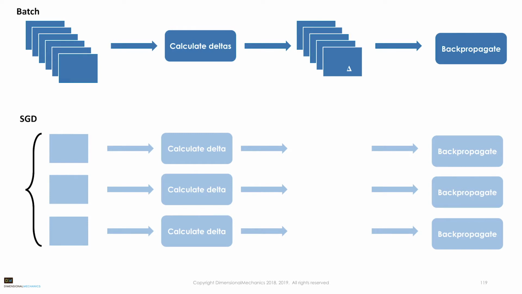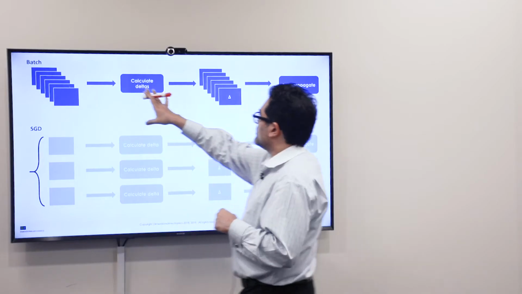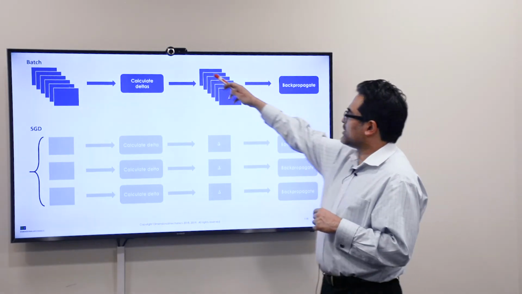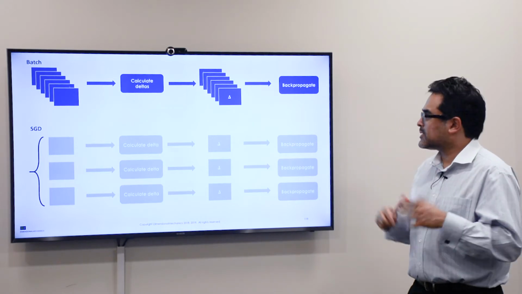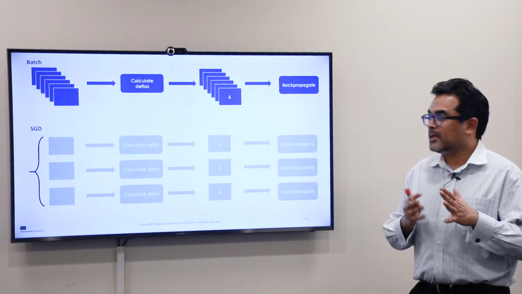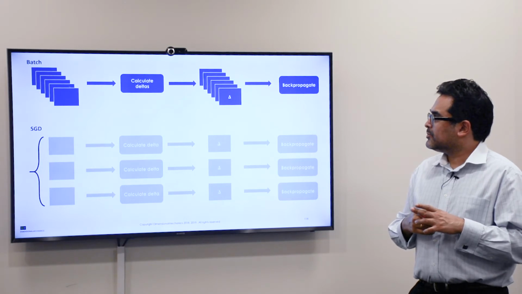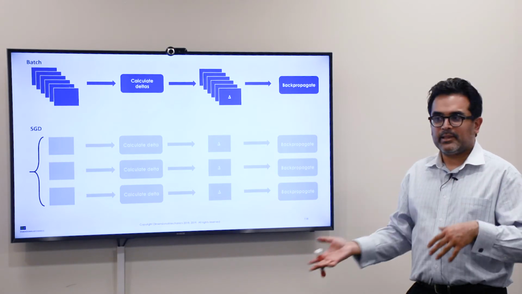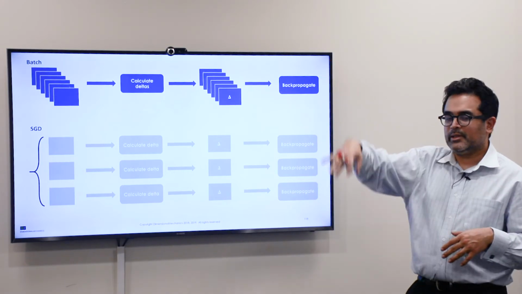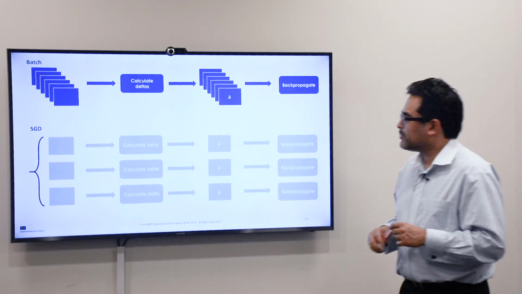The best way to see this is visually. I'm a visual guy. So batch training is where you have a whole bunch of values. You calculate the deltas from the actual value, and then based on those deltas you do back propagation through the system. As you train, you're looking at all of the data, calculating the deltas, and then using the collective set of deltas to back propagate.